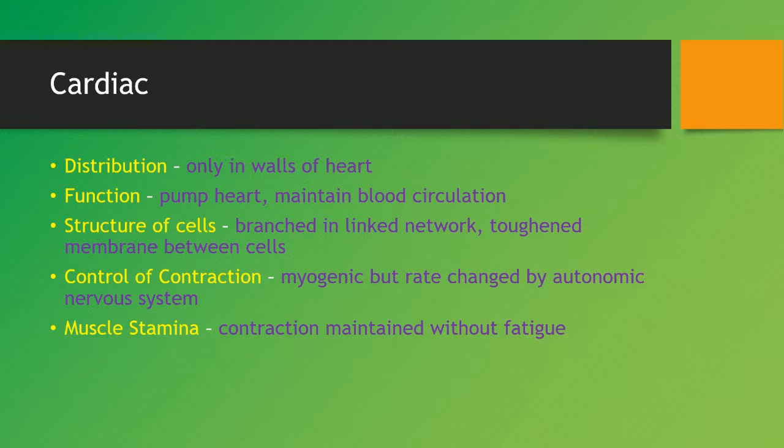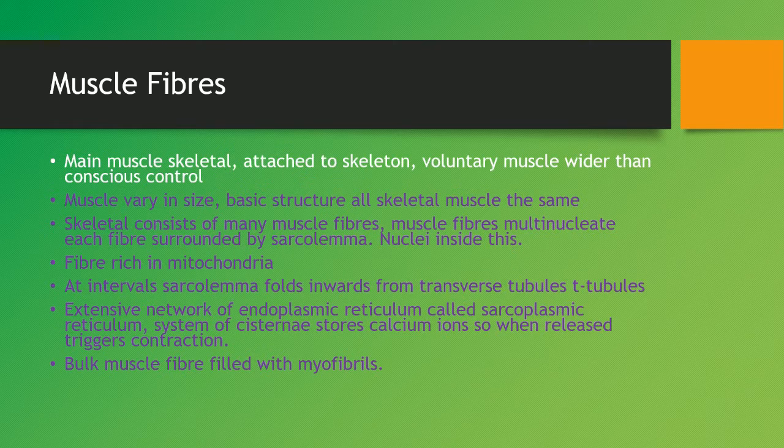The control of the contraction is that they are myogenic, but their rate is changed by the autonomic nervous system. The muscle stamina is that it does not fatigue because contraction is maintained.